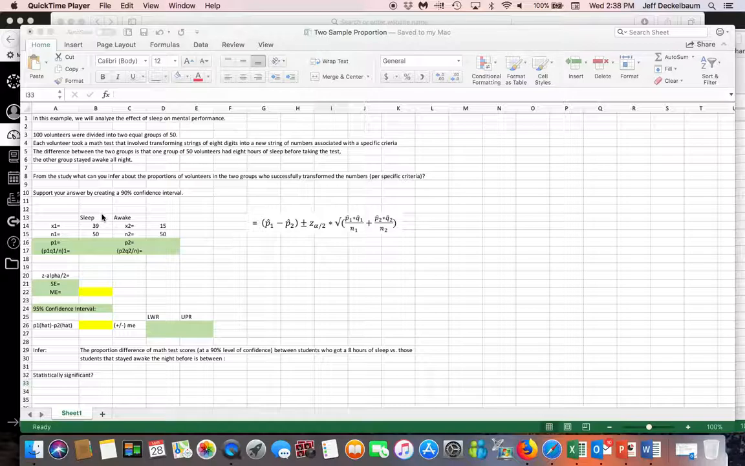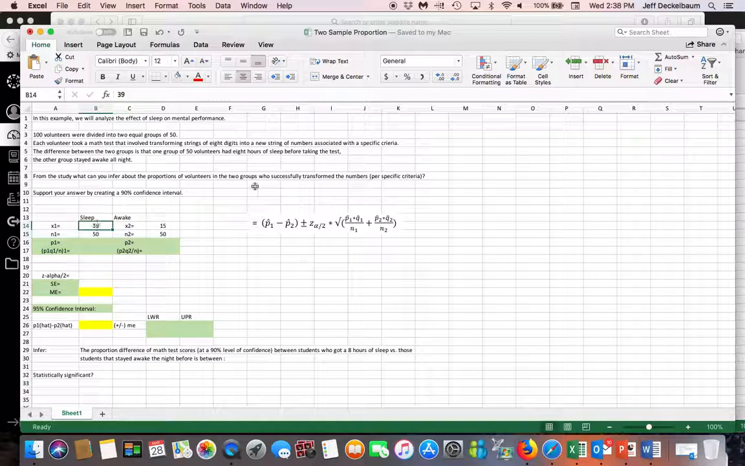So the data that we have is that out of 50 students that got the 8 hours of sleep the night before, 39 were able to do this transformation of data. The students that stayed awake all night, only 15 students out of 50 were able to do this transforming strings of 8 numbers into the new string as we've talked about.